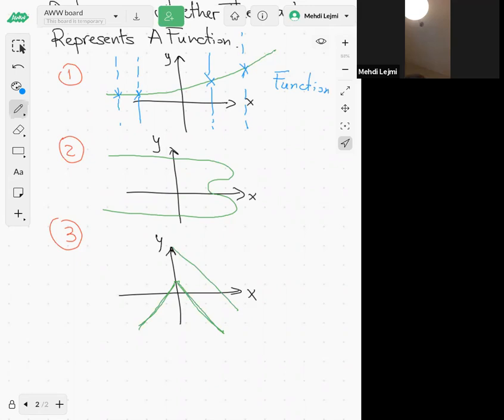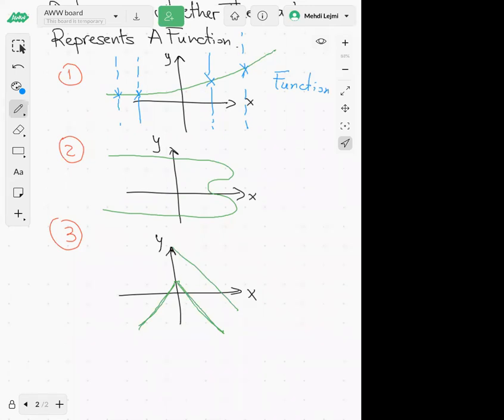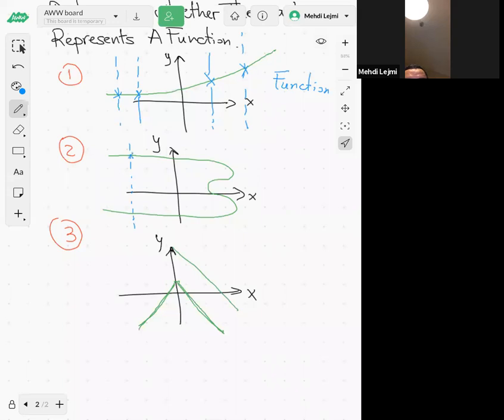For number 2, if you take this vertical line, it's going to intersect the graph at more than 1 point. It actually intersects the graph at 2 points. So this graph is not a function. Even worse, here if you take this vertical line, it intersects the graph at 1, 2, 3, and 4 points, right? But it doesn't matter, either 2 points or 4. If it's more than 1 point, then the graph does not represent a function, okay? So this is not a function.